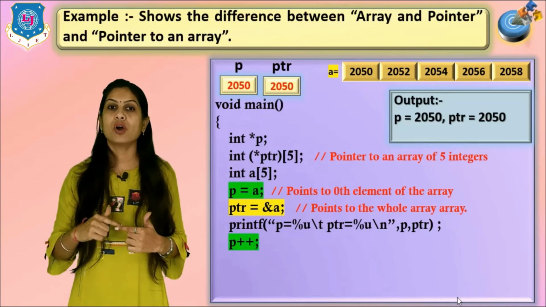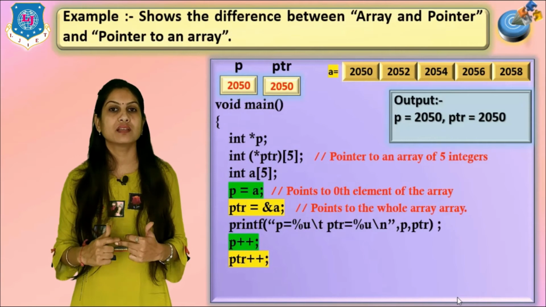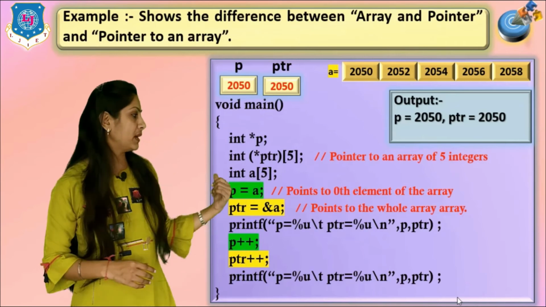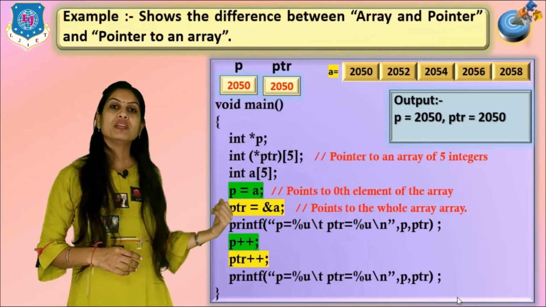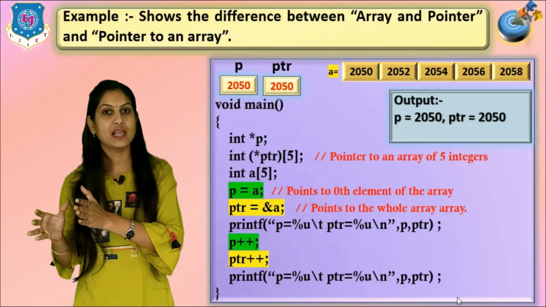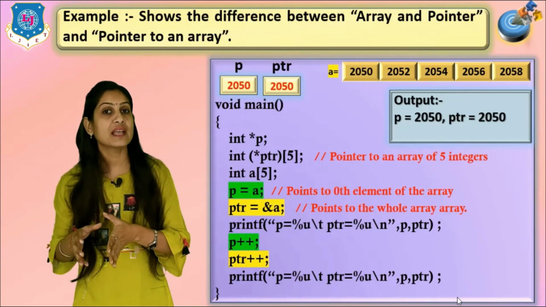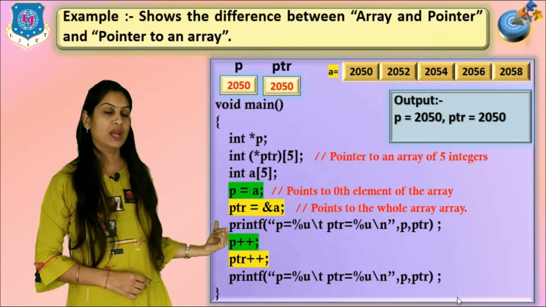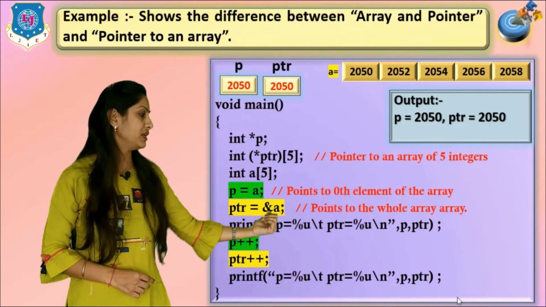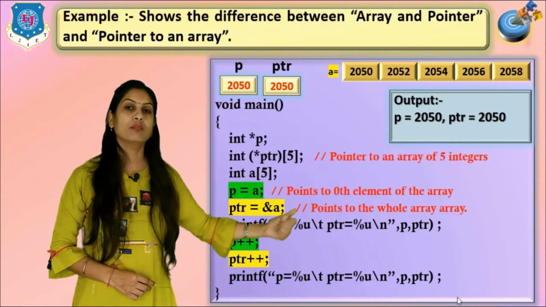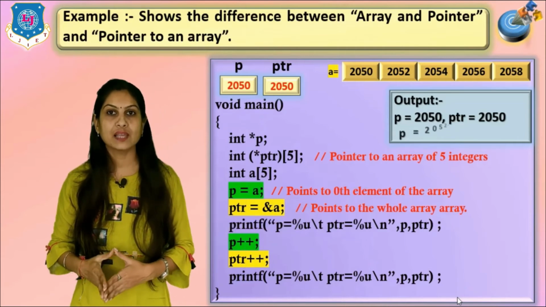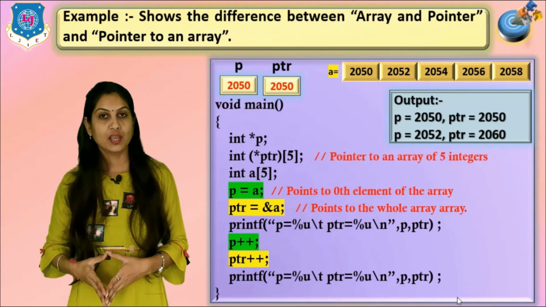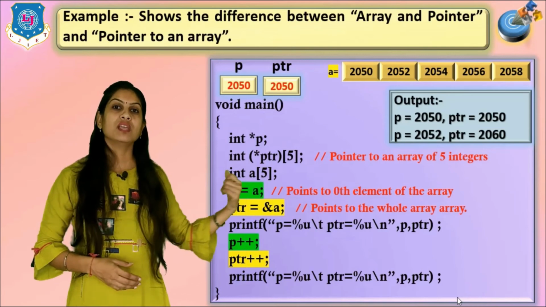But when we are incrementing both the pointers, then our concept will actually be performed, meaning here p is a pointer and array concept and ptr is nothing but pointer to array concept. When we are incrementing both the pointers, p++ and ptr++, now ptr jumps onto the location after the whole array and p jumps onto the next element, that is the second element of array. How? Let's understand with this printf statement: p = %u and ptr = %u, comma p, comma ptr. Then you can find the answer like p = 2052 and ptr = 2060. So here you can find the difference between these two.